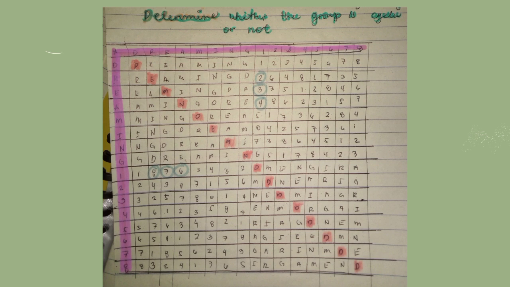As you can see, the encircled elements are not symmetric from its diagonal. Therefore, it is not abelian. So let's check the generator.